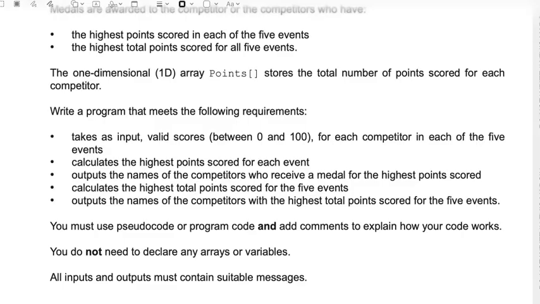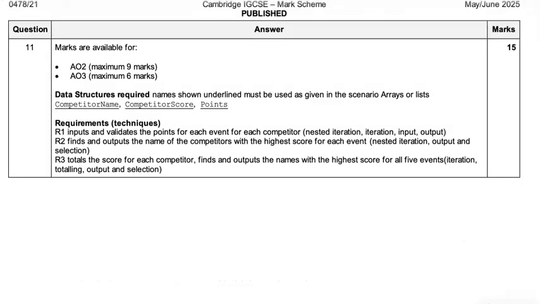So the first thing that I'm going to do is show you the mark scheme, because it's really important when you are revising that you look at that mark scheme. So let's have a look at it. We can see that we can get up to 9 marks for the first AO2 marking system, and then up to 6 marks for AO3. And there are different things that they're looking for in those.